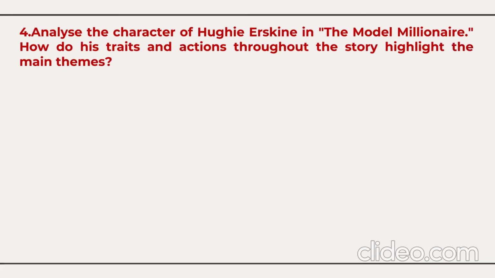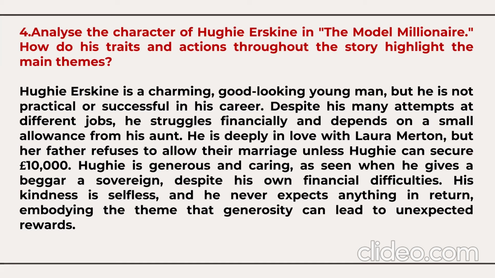Analyze the character of Hughie Erskine in the story The Model Millionaire. How do his traits and actions throughout the story highlight the main themes? Hughie Erskine is a charming, good looking young man, but he is not practical or successful in his career. Despite his attempts at many jobs, he struggles financially and depends on a small allowance from his aunt. He is deeply in love with Laura Merton, but her father refuses to allow their marriage until Hughie can secure £10,000. Hughie is generous and caring, as seen when he gives a beggar a sovereign.